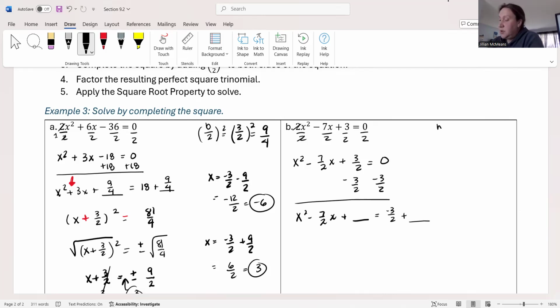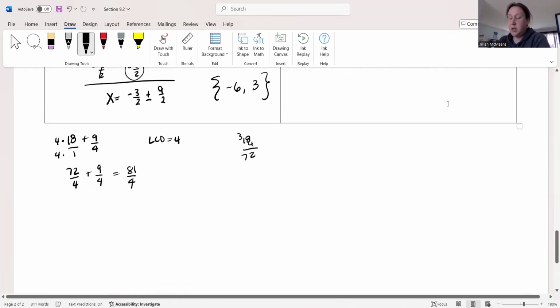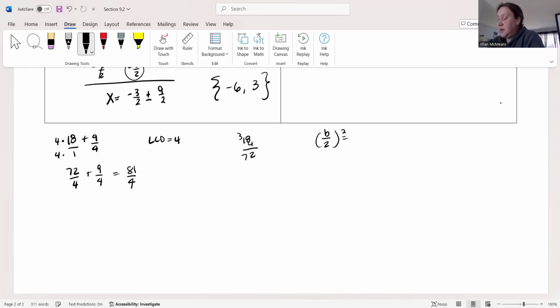We know that to complete the square, we need to take b over 2 and square it. Well, b is negative 7/2. So let's go down here and do some side work. So if we have b over 2 squared, that's basically b divided by 2 squared. So in our case, b is negative 7/2.